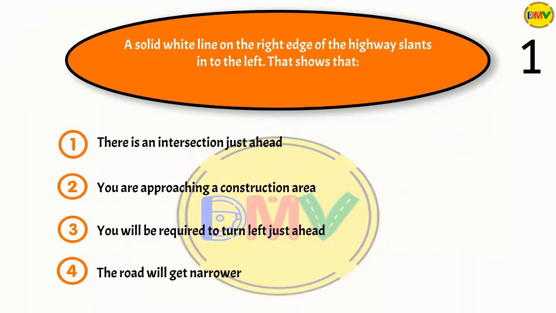The question 1. A solid white line on the right edge of the highway slants in to the left. That shows that: 1. There is an intersection just ahead. 2. You are approaching a construction area. 3. You will be required to turn left just ahead. 4. The road will get narrower.